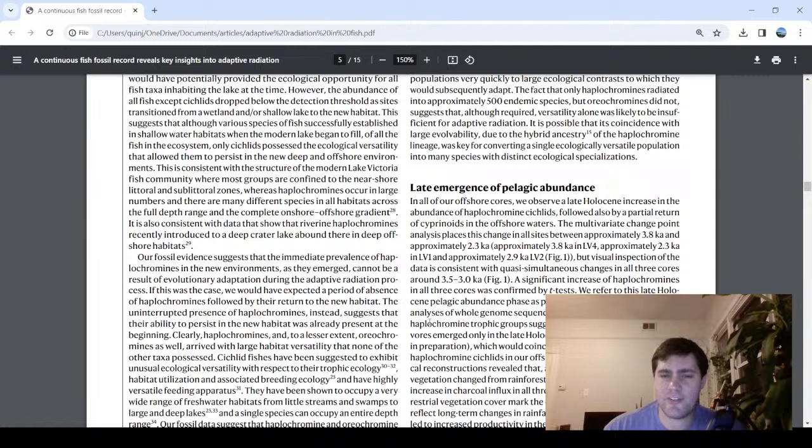Intriguingly, demographic analysis of the whole genome sequence data from modern samples of all haplochromine trophic groups suggests that specialized pelagic planktivores, species that eat plankton, emerged only in the late Holocene, which would coincide with a significant increase in haplochromine cichlids in our offshore core sites.